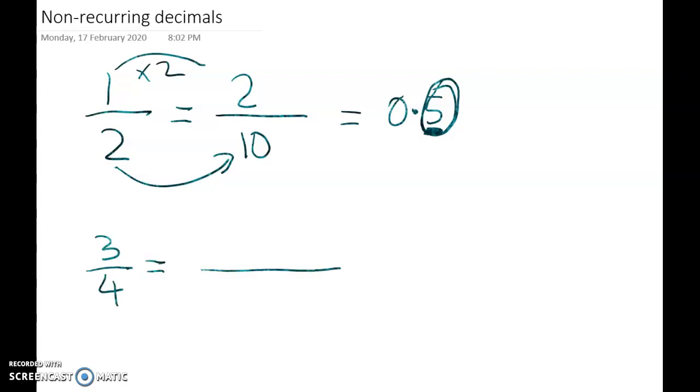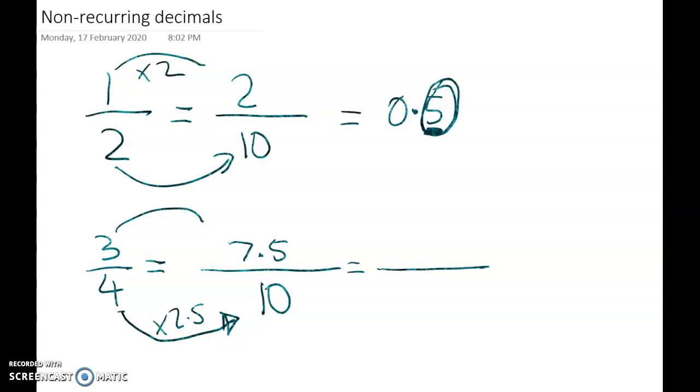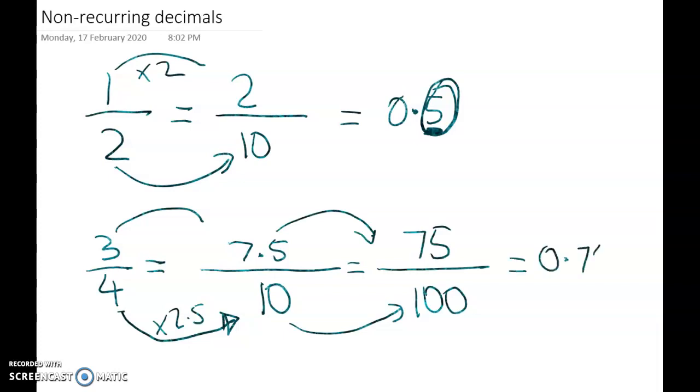Well, 3/4 is a little bit trickier, because if I multiply 4 by something to get 10, I'd have to be multiplying by 2.5. If I do that to 3, I get 2.5 lots of 3, which is 7.5 out of 10. So I need to change that again, and I get 75 out of 100. So 3/4 is equal to 0.75.